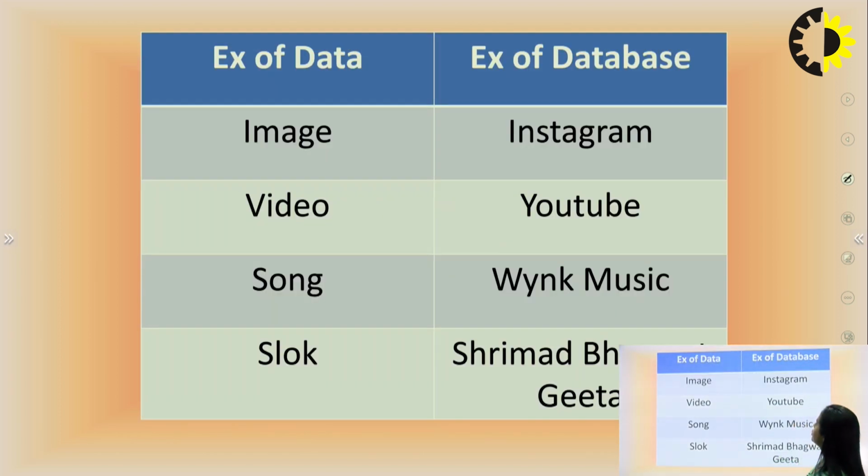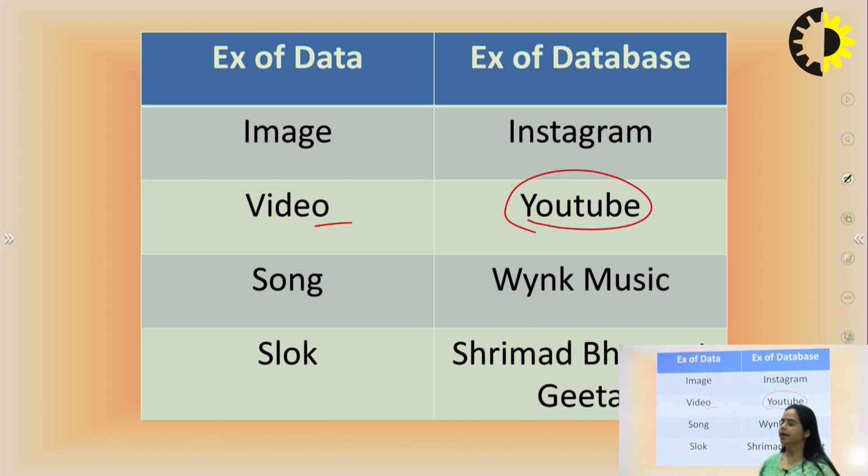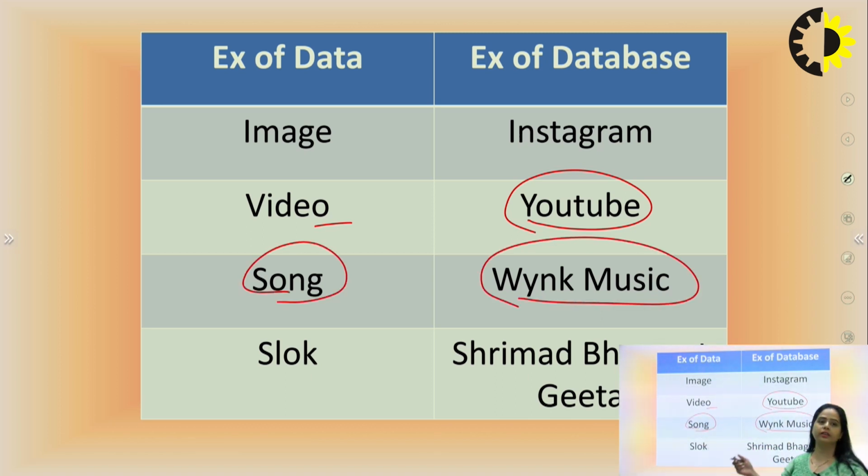So these are some examples of data and database. If I take an image as an example of data, then Instagram will be the example of database, because in Instagram we have a large collection of images. Next is video. If a single video is an example of data, then YouTube is the example of database, because YouTube is a collection of different videos. Next, if one song is an example of data, then Wynk Music or JioSaavn are examples of database. Next, if a single shlok is considered as data, then Srimad Bhagavad Gita is considered as the database.